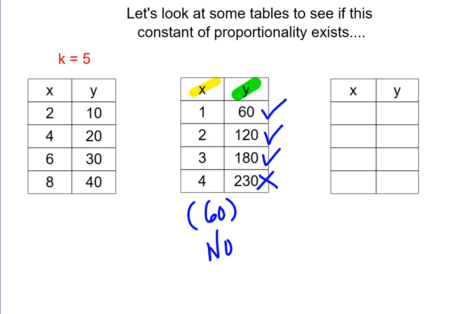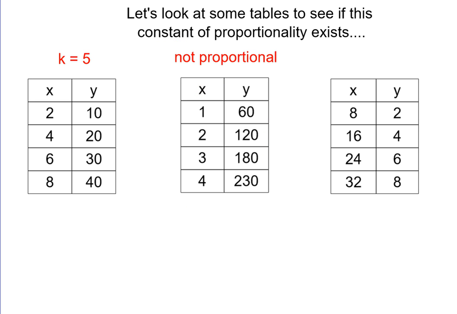So no, this is not a proportional relationship because the constant of proportionality does not exist. Remember, the constant has to be there all the time. And that's how we know something is proportional or not. Let's take a look at one more example. Again, we're looking at the independent variable x being 8, 16, 24, and 32, and the dependent variable y being 2, 4, 6, and 8.